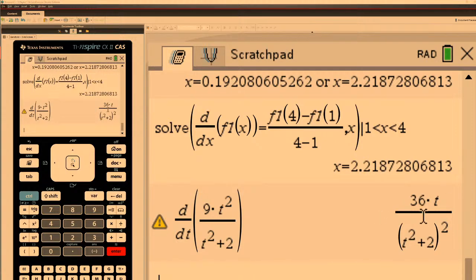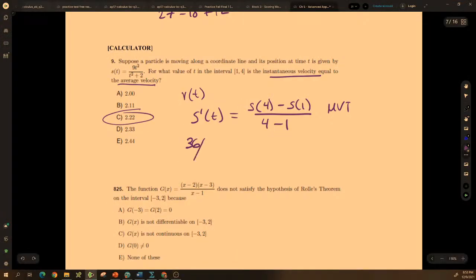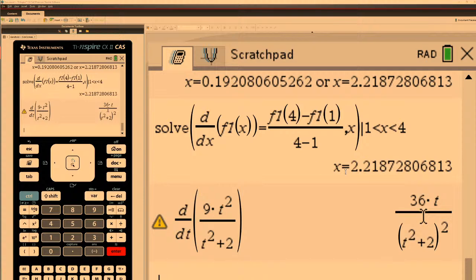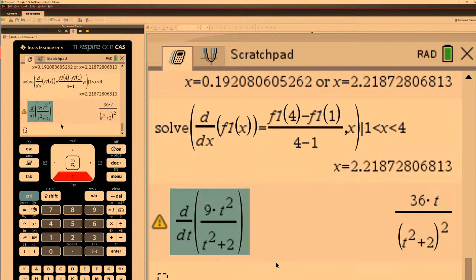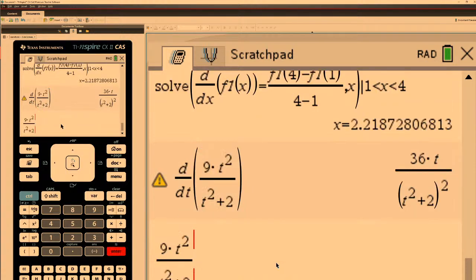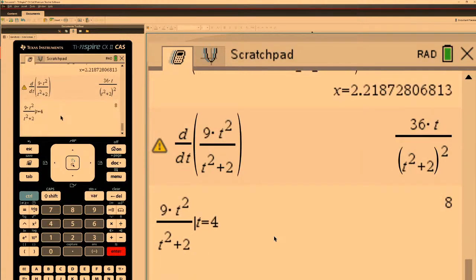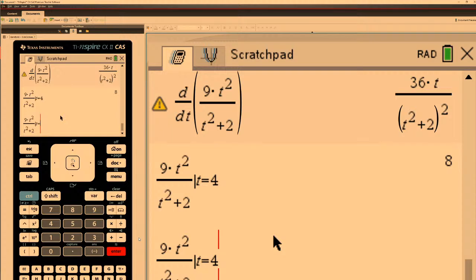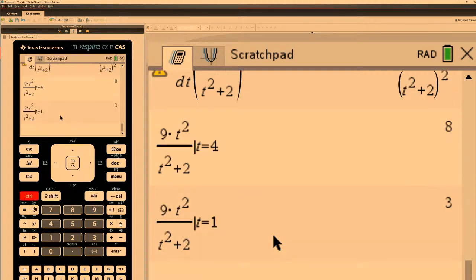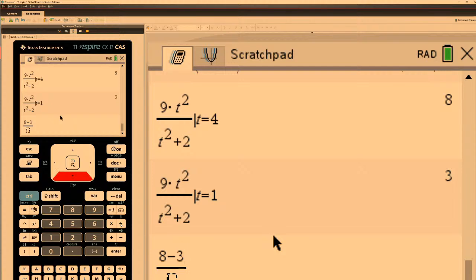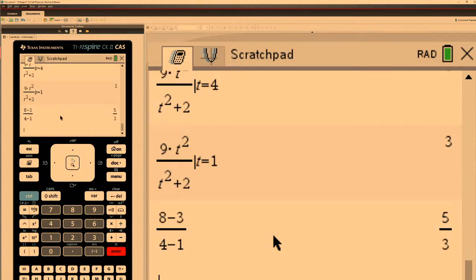So then you might even just write on your paper, okay, we have the s prime of t part gives 36t over t squared plus 2 squared. And you write that down, and then you put equals. And you do the next part on your calculator, which would be, I would first come up to here, just being a little bit more efficient. Hold shift, hit enter, and you plug this in at time 4, you get 8, then you go up, plug it in at time 1, you get 3, and then you can do a control divide, 8 minus 3 over 4 minus 1, and you get 5/3.